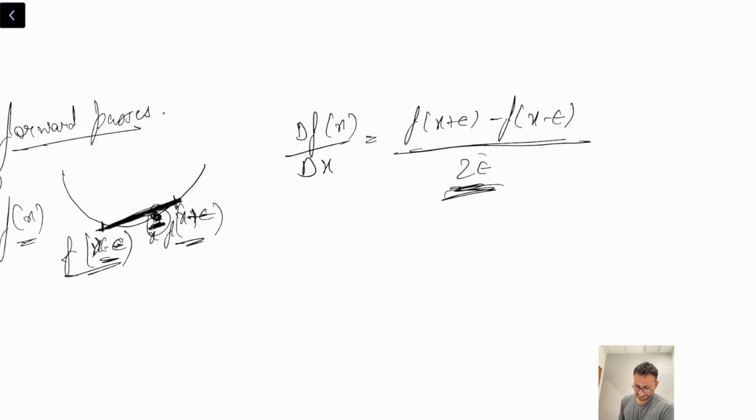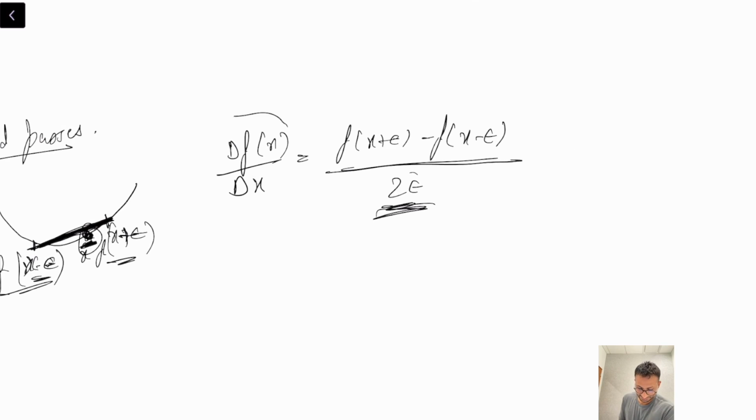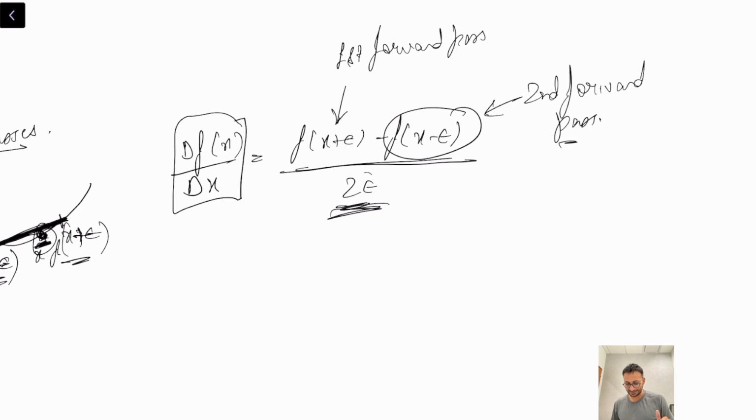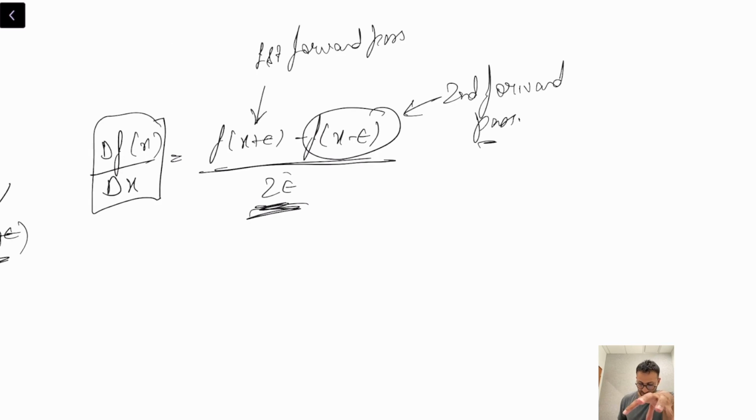Now, here's the key. Because this is the estimate of the derivative, and I said we need 2 forward passes, this is how it's calculated. So this is my first forward pass, and this value is my second forward pass. Is that clear? Let's wait here for a second and see how this thing is functioning.